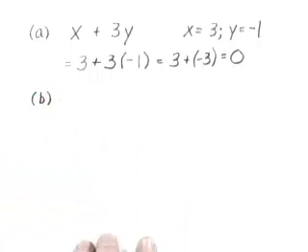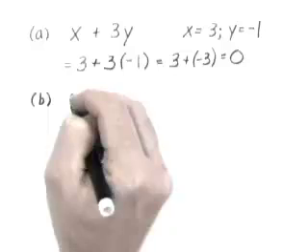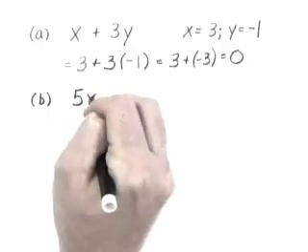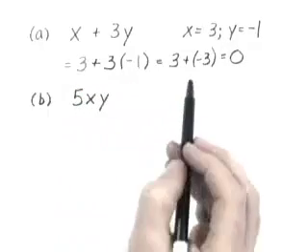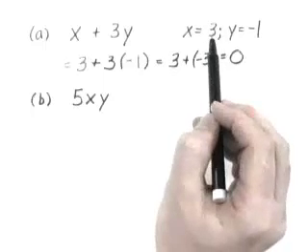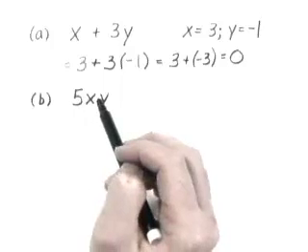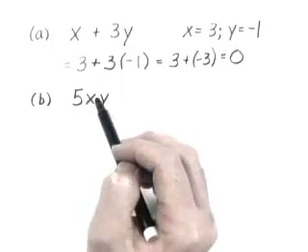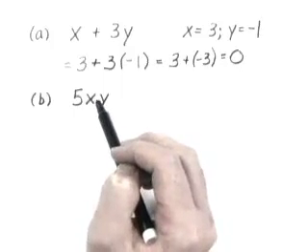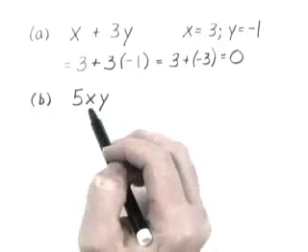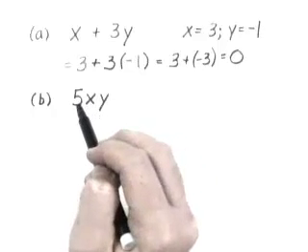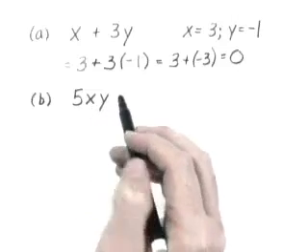Let's look at another example. Suppose I want to evaluate 5xy. I'm again going to evaluate these for x equal 3, y equal negative 1. You'll notice that we don't write the multiplication symbols between the x, y, and 5, although it's implicitly understood to be there. So this technically means 5 times x times y.